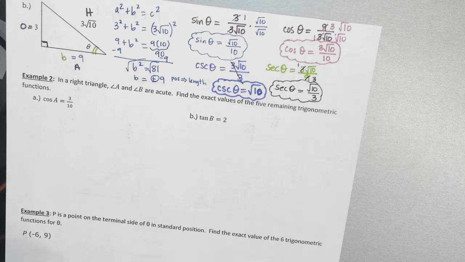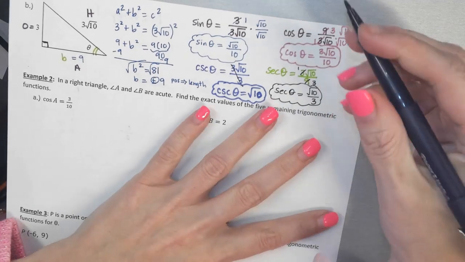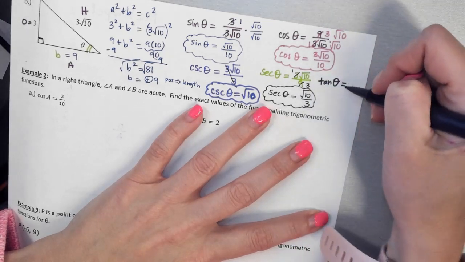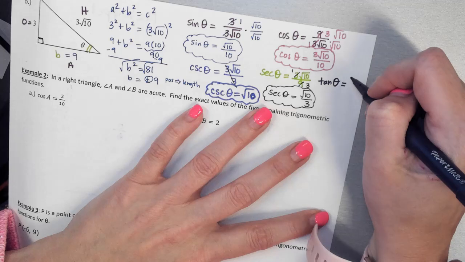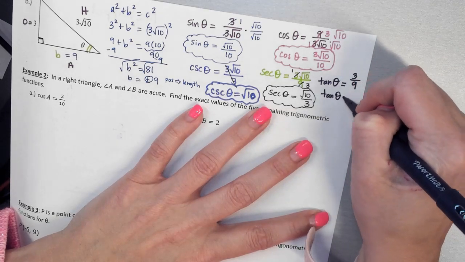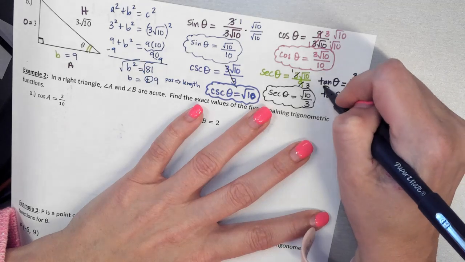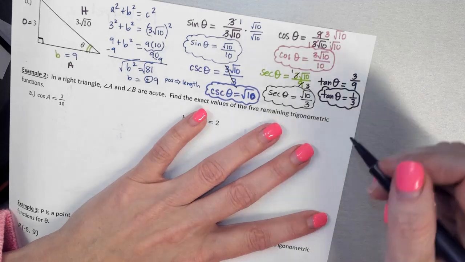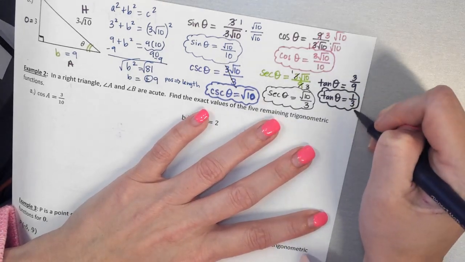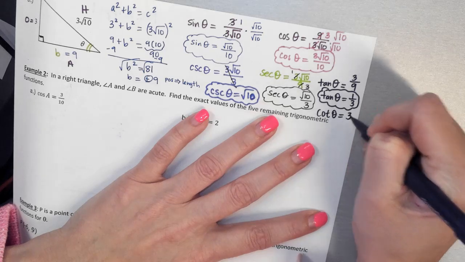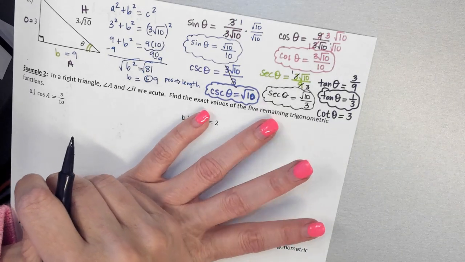All right, and last but not least is our tangent value. So our tangent is the opposite over the adjacent, which is 3/9. That reduces to 1/3. And when you guys just make sure that you have your theta values, and then your cotangent, what's the reciprocal of 1/3? Yep, 9 over 3, which would be 1/3.